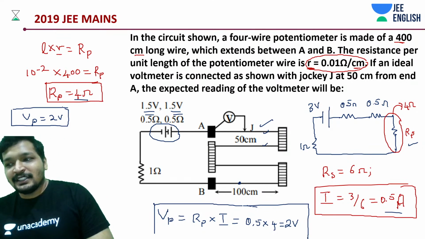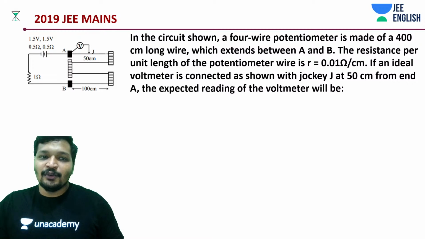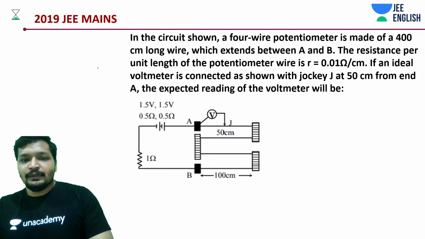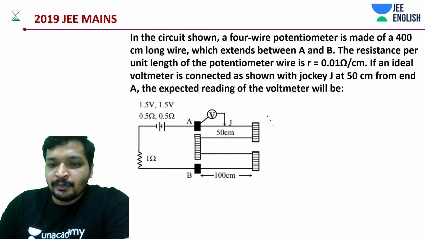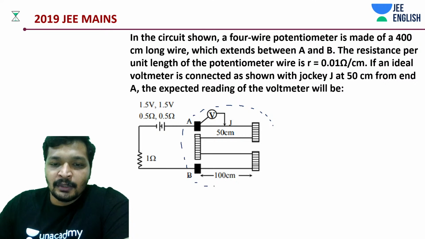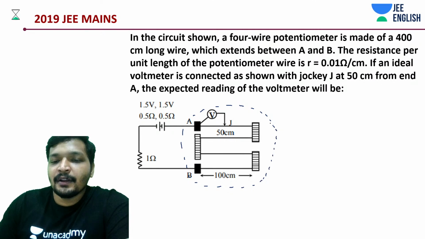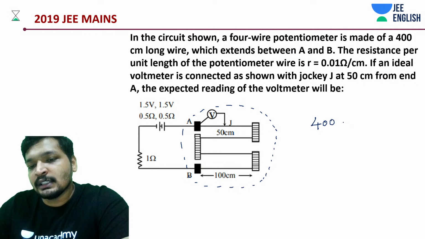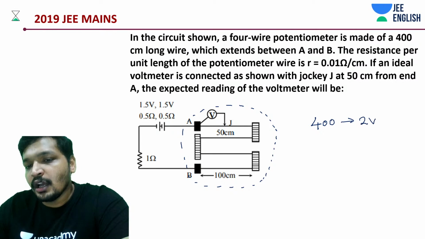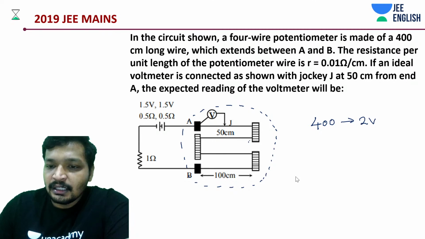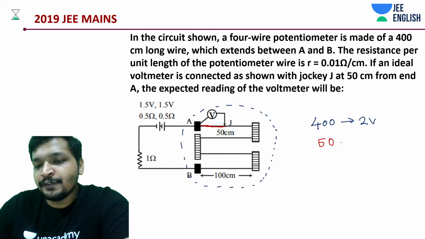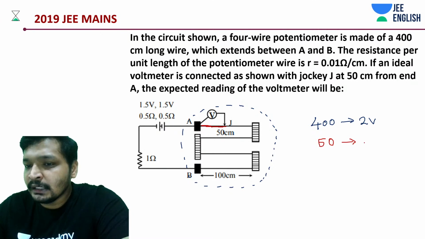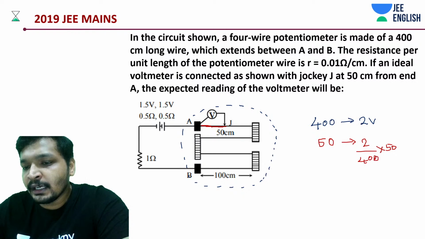The next one is also very easy. That's it. This is what we need to know. So what I'm saying is, 400 centimeters, this total potentiometer is dropping how much? I think most of you have already come to the conclusion. So 400 centimeters is dropping 2 volts. How much is this first initial 50 centimeter going to drop? This 50 centimeter will be dropping something like 2 volt divided by 400 into 50. It's going to maintain a constant potential gradient.